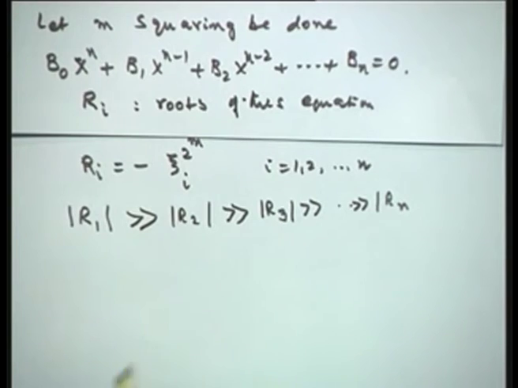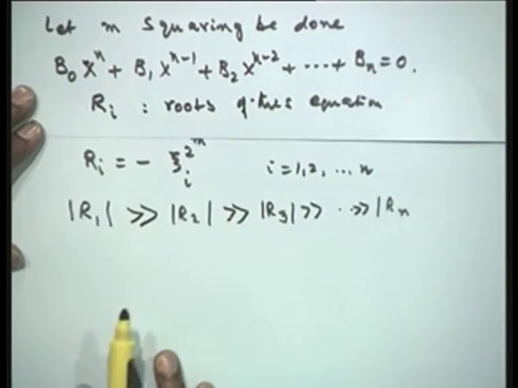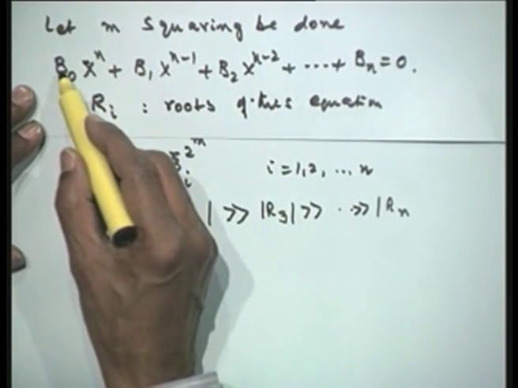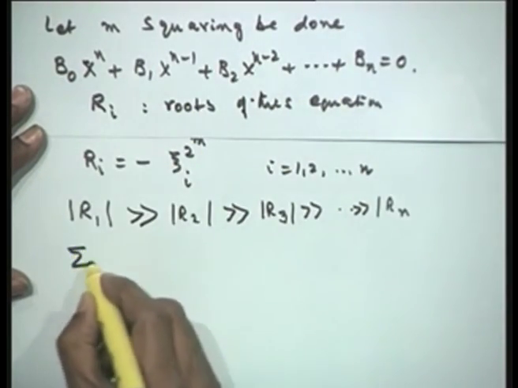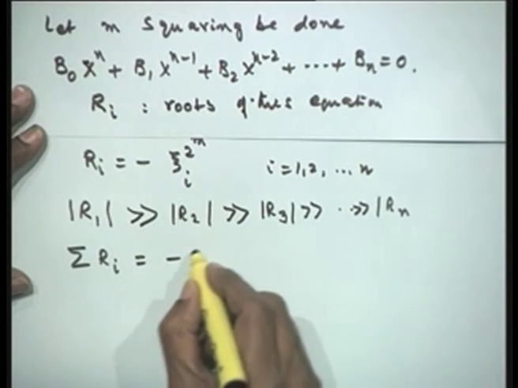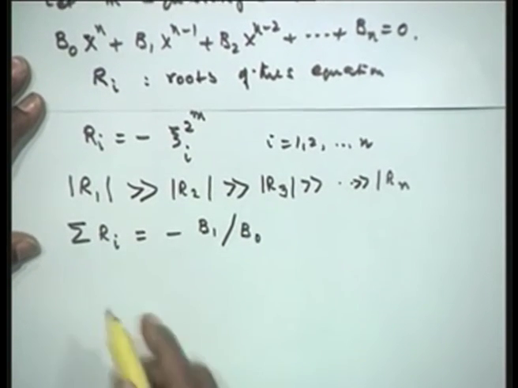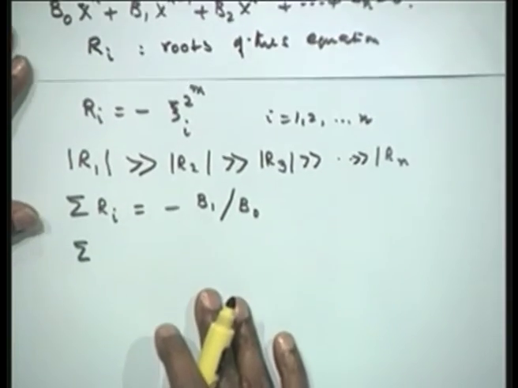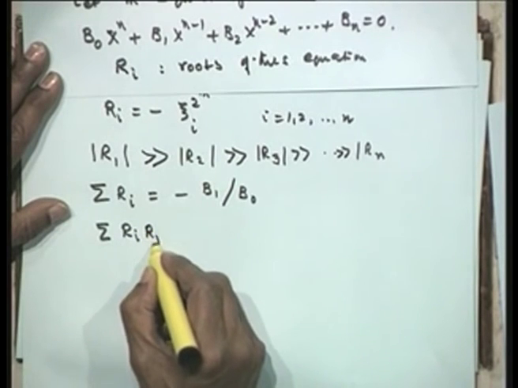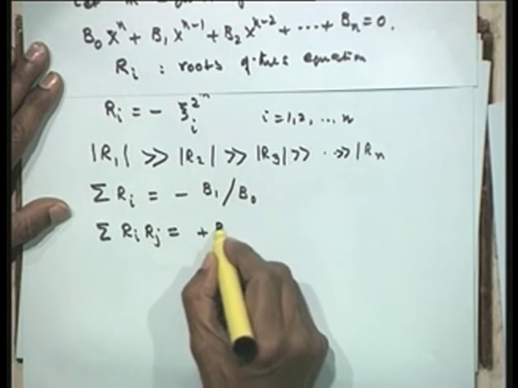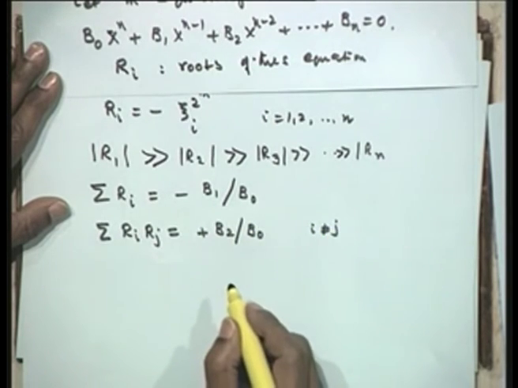I would now use the simple idea that the sum of the roots of a polynomial is equal to minus b1 by b0. That is our formula for the ordinary polynomial equation. Therefore, the sum of the roots Ri is equal to minus b1 divided by b0. Then we know that the sum of the roots taken 2 at a time will be b2 by b0. So, this will be the sum of Ri Rj equal to plus b2 by b0, i not equal to j, of course, roots taken 2 at a time.